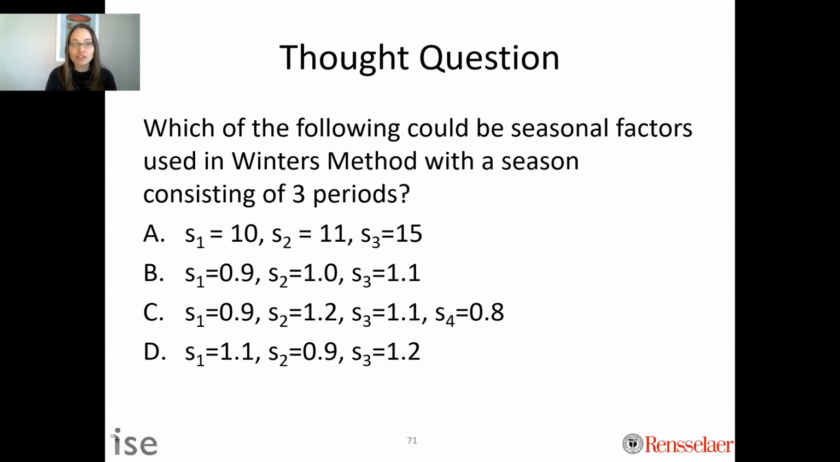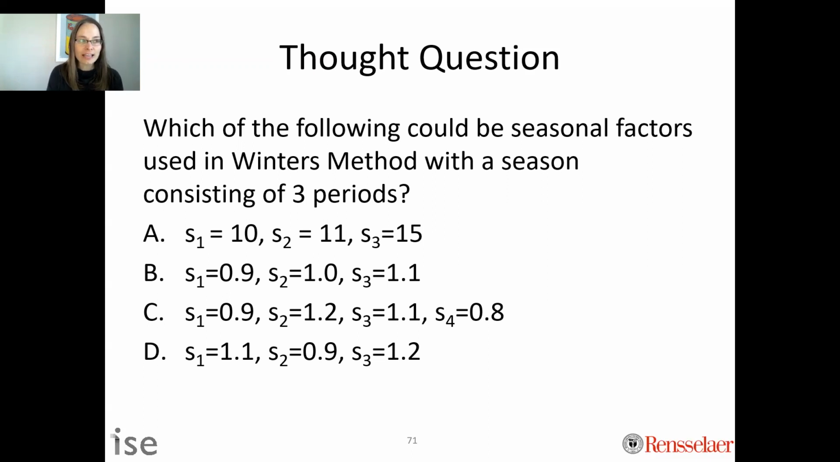And why? So first of all, if you have a frequency of 3, we need a seasonal index S1, S2, S3. So, C is kind of an oddball. We need a seasonal index for each of the periods in your frequency. So, C is wrong for that reason. But then you have A, B, and D left.